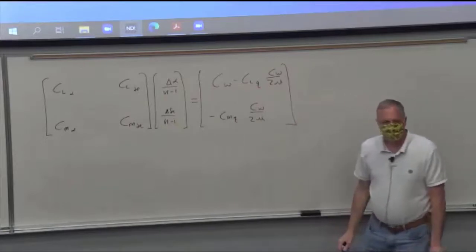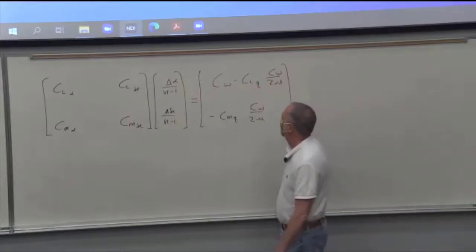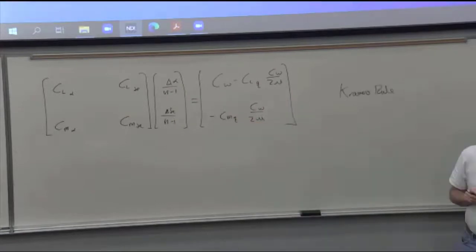And how does this change from the 2x2 trim problem we had for level flight? CW is over here, that's what we had before, but we've got these extra effects due to the pitch rate that are happening during the pull-up.